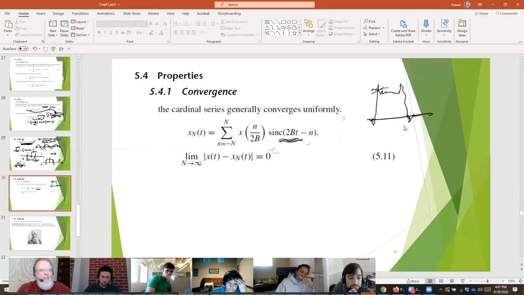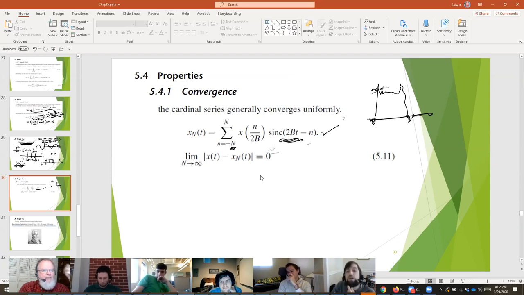He asked what happens, and who was the guy that responded to him? Gibbs. Gibbs came back and said, "Oh, I understand the problem. It doesn't converge uniformly. It converges in an RMS way." Well, it does turn out that the sampling theorem converges uniformly. If we have a truncated sampling theorem and only sum from minus n to n, then the limit as n goes to infinity of x of t minus x sub n of t is equal to zero. In other words, the sampling theorem converges at every point. There's no equivalent of a Gibbs phenomenon in the sampling theorem. This makes sense because band-limited functions are smooth, and you wouldn't expect problems interpolating a nice smooth function. So the convergence for the cardinal series is uniform.